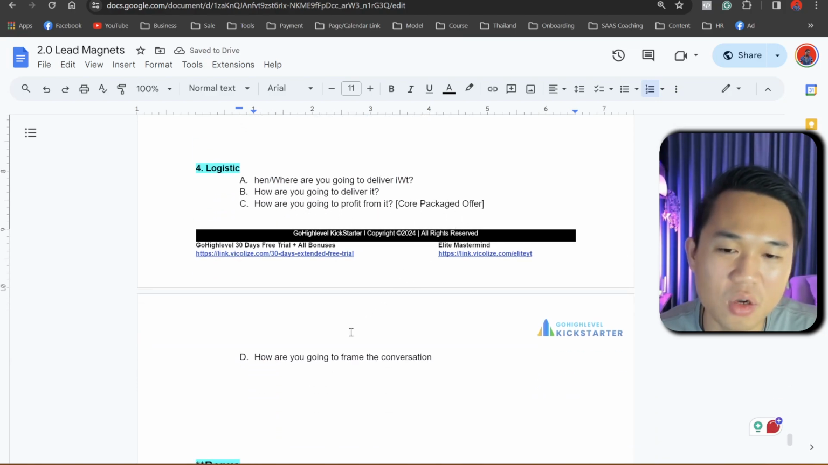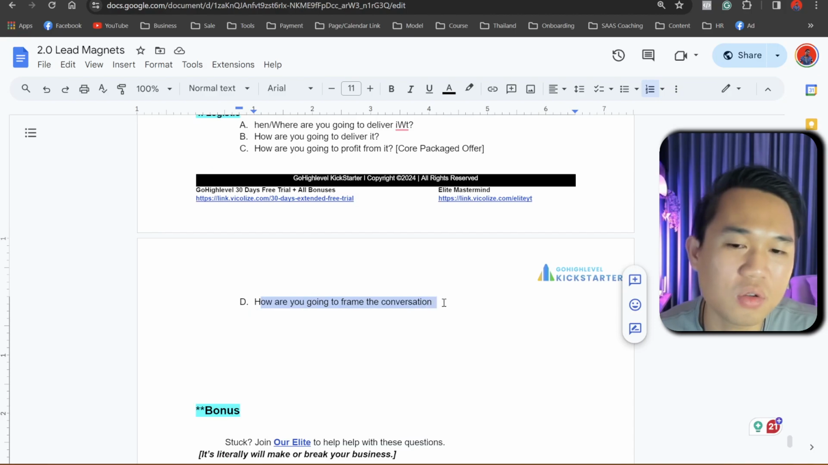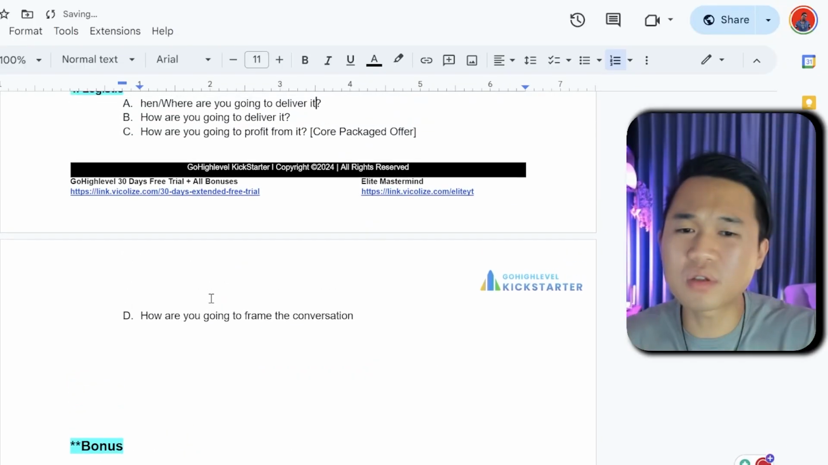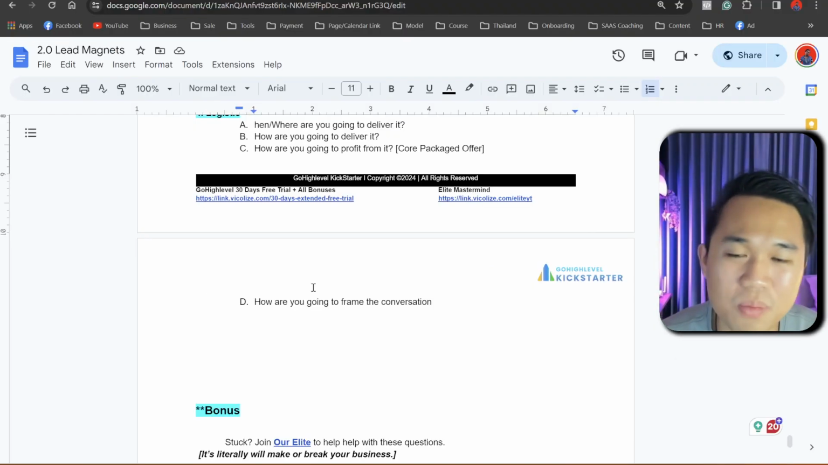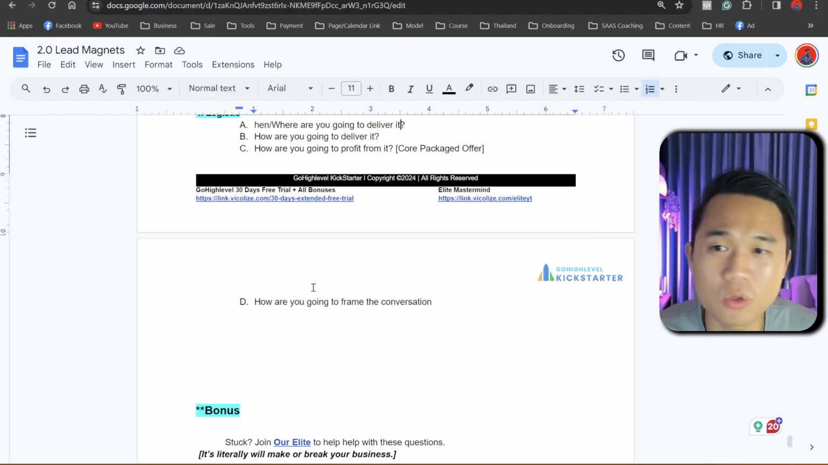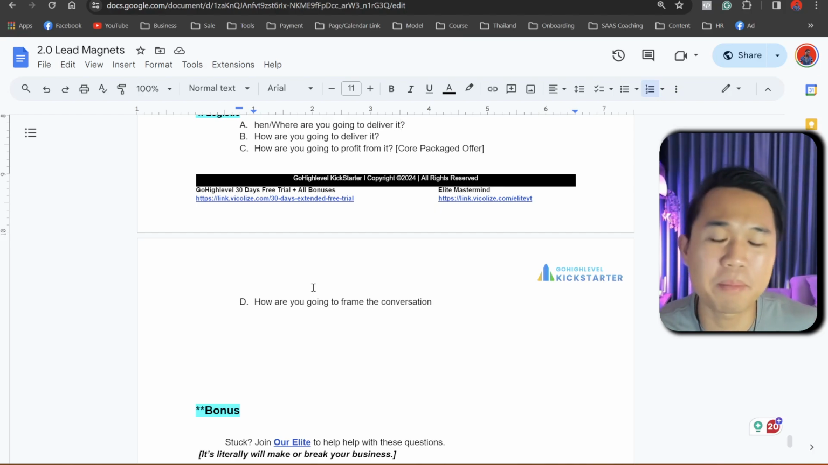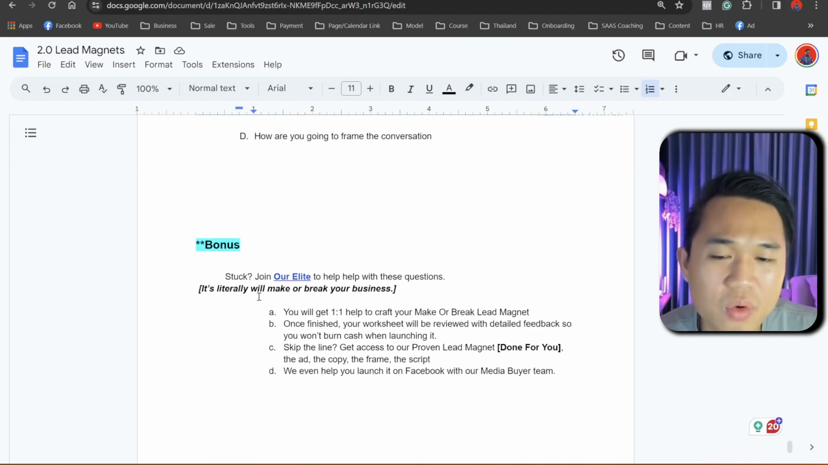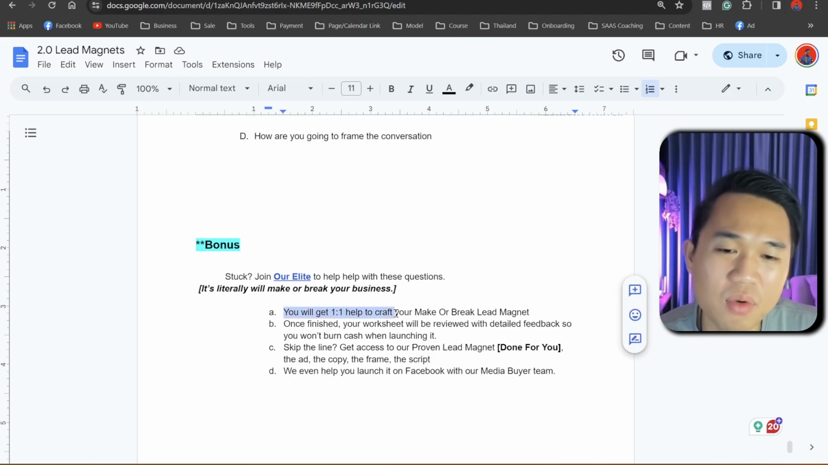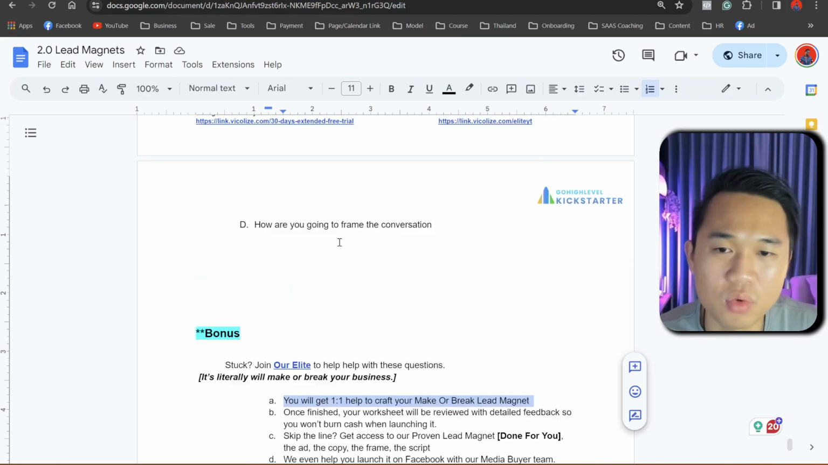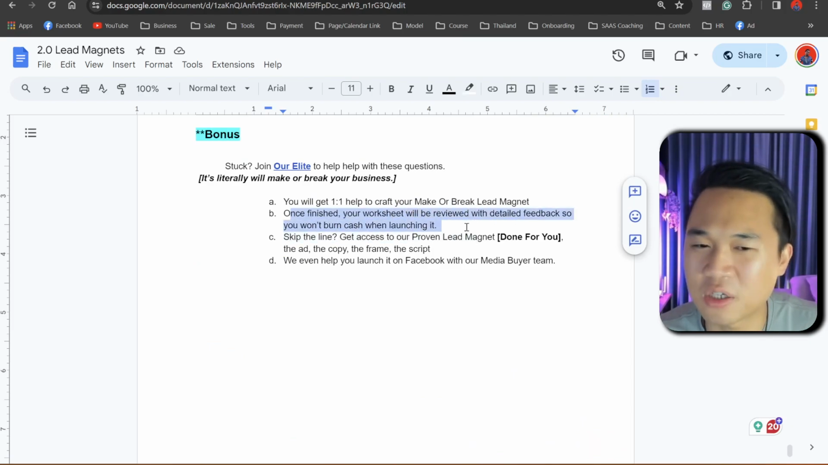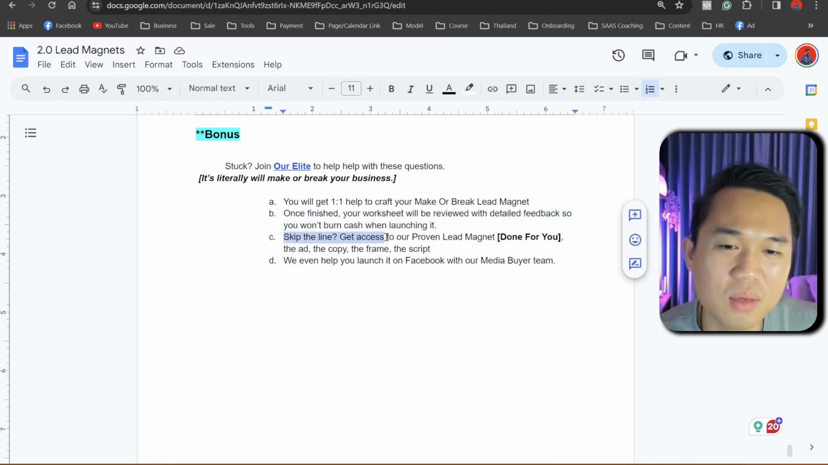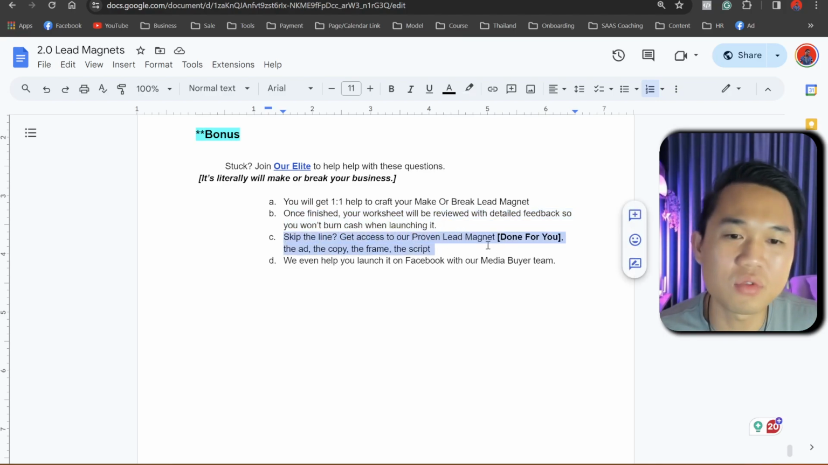Having a core package offer. How are you also going to frame the conversation? By answering these questions in the worksheet, you will have a clear idea of exactly what the sales process is. You can better do cold calls and better launch an email campaign. If you are our lead student, we're going to help you craft a one-on-one make or break lead magnet. We're going to help you craft this worksheet together. Once finished, your worksheet will be reviewed with detailed feedback. You don't burn cash trying to launch it. If you want to skip the launch, you also get access to our done for you lead magnet.